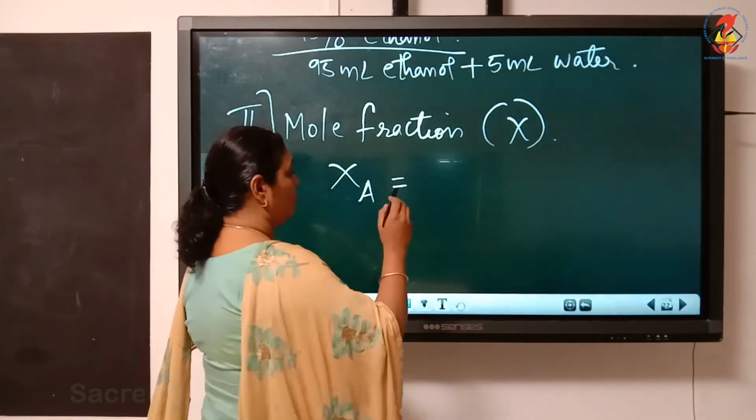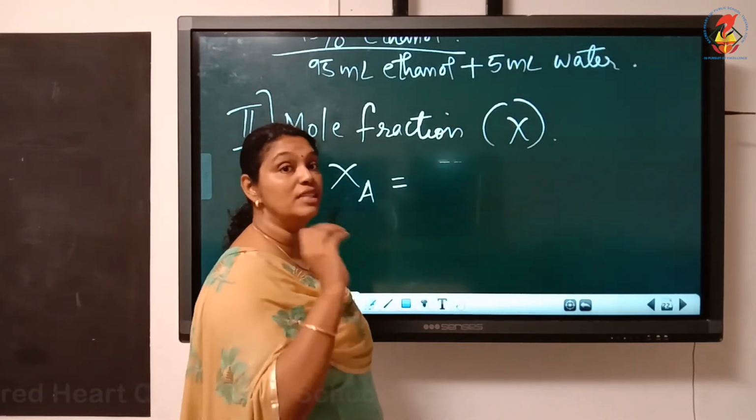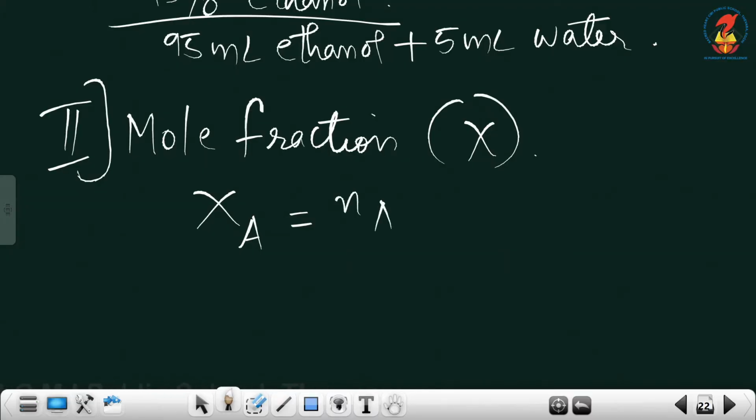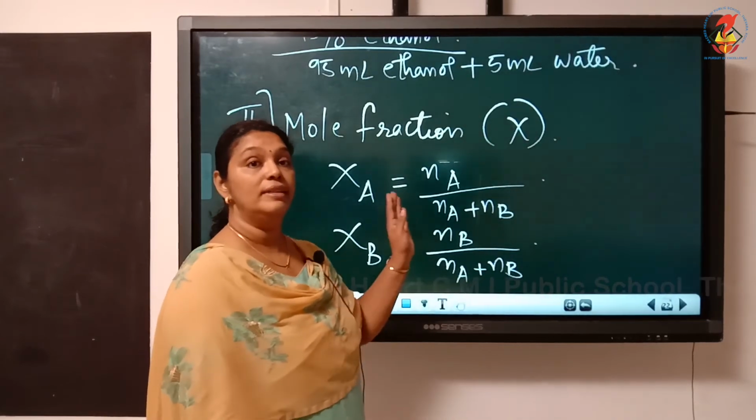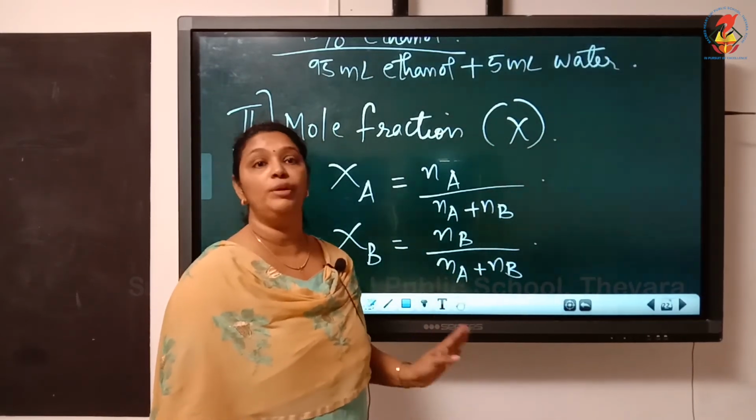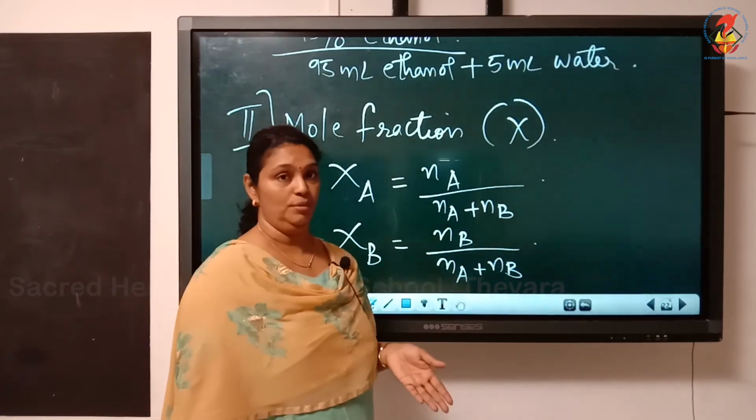So XA will be equal to, number of moles denoted by small n, Na divided by total number of moles of all the components. We have two components, solute and solvent, so Na by Na plus Nb. This is the expression to find the mole fraction of a solvent. The expression to find the mole fraction of a solute is Nb by Na plus Nb. And this is a dimensionless quantity, meaning no unit for mole fraction, as this is a ratio.